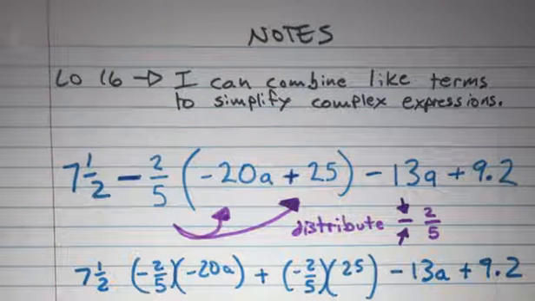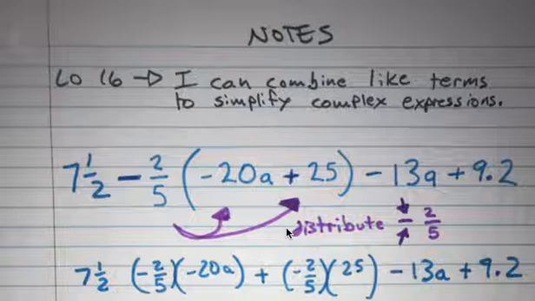Outcome 16, I can combine like terms to simplify complex expressions. And you'll look at this mess here and you're like, oh my gosh, that just looks like a headache. I feel for you. This is tough stuff. You have mixed numbers, fractions, decimals, and different terms to combine. It is a headache, but we can get through this.